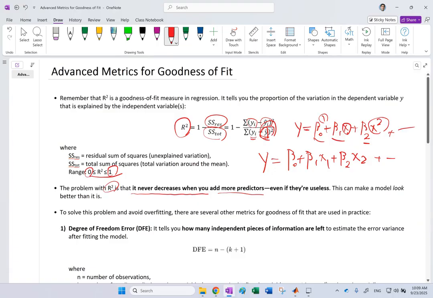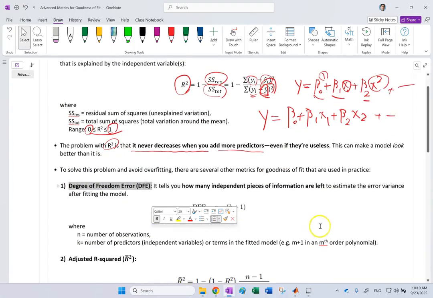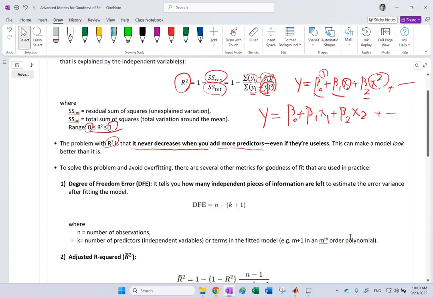Well, one of the metrics that is not really that useful, but since it's in that app, I want to explain it, is called the degree of freedom error, or DFE. It's just how many independent pieces of information are left to estimate the variance, and this is n minus (k plus 1), where k is the number of your predictors. Why did we add a 1? That 1 is for the constant term, and n is the number of data.